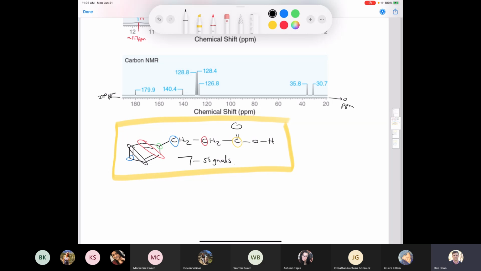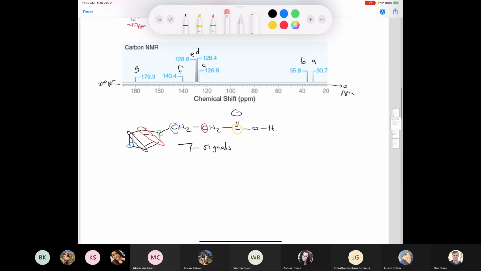Okay? So if I call this one A, B, C, D, E, F, G, that's 1, 2, 3, 4, 5, 6, 7. Perfect. So I see a total of 7 signals. All right? You see the signal up at G? It's at 179.9 parts per million. Could anybody tell me which carbon that would be? The one at G, could anybody tell me where that exactly? It comes from the carbonyl. That's right. So this would be G right here.